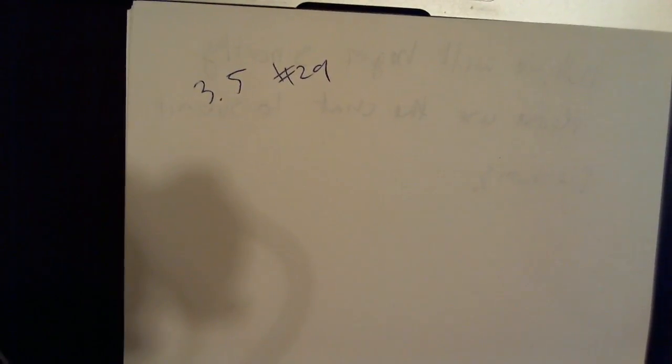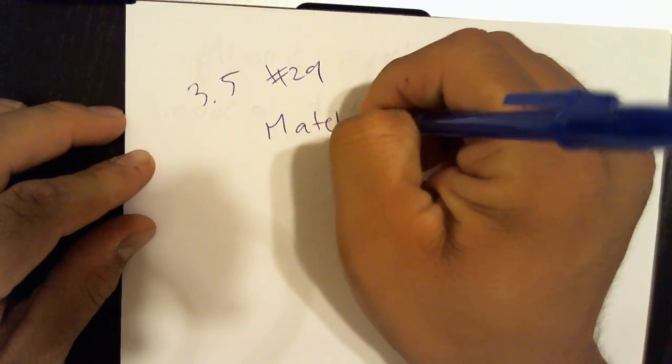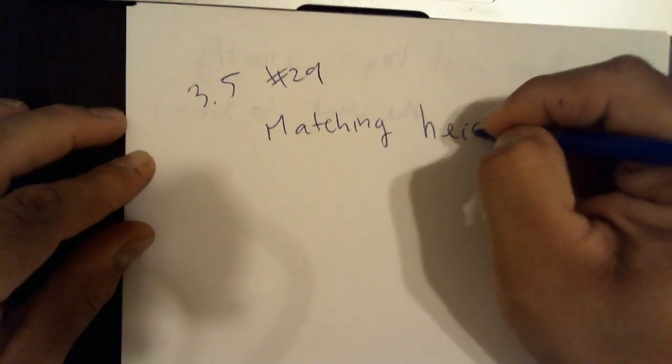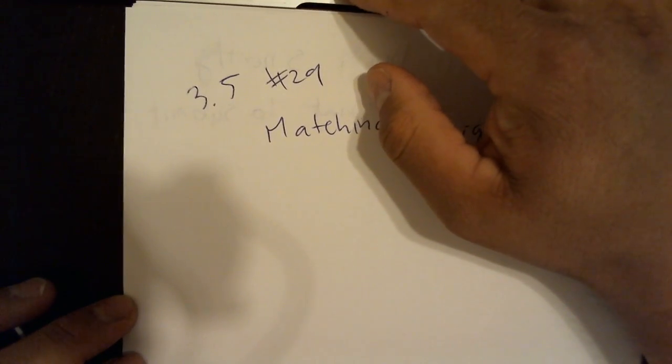Okay, so the first question. Welcome to Calculus After Hours. We're going to take the first question here from Tom. He wanted to do 3.5, number 29. It's a question of matching heights.